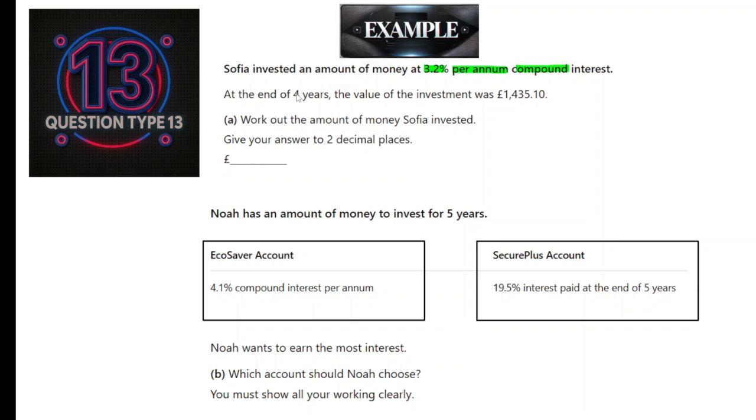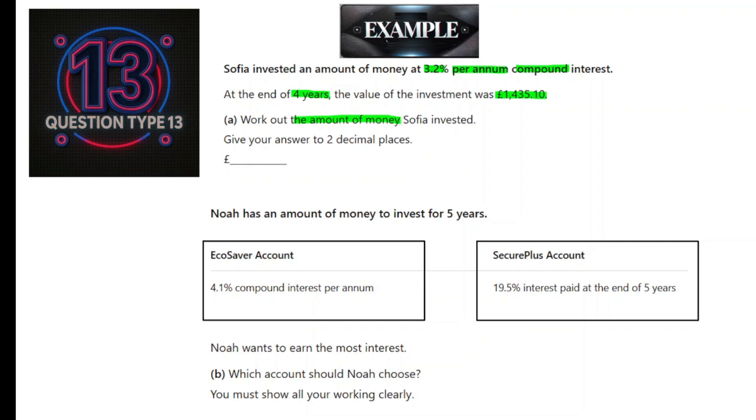At the end of 4 years, the value of the investment was £1,435.10. Now that is the amount at the end. Work out the amount of money Sophia invested to 2DP. So the question is the initial amount of money.